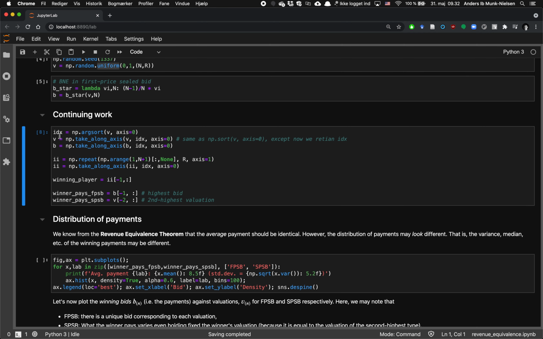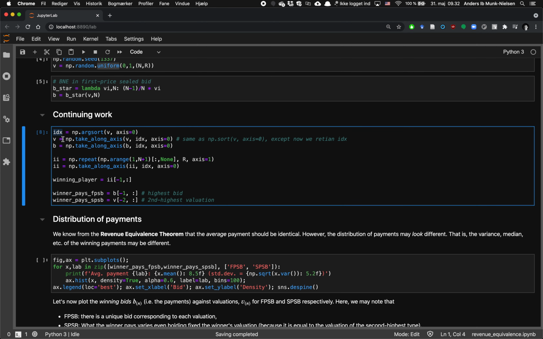First off, we have this neat little function here, which gives us the argument of sorting V. So actually, if we go np.sort of v, then we get the same as taking the argsort that gives us idx, and then take along axis of v evaluated at idx. So basically, this is just evaluating v at the index given by idx along axis 0.